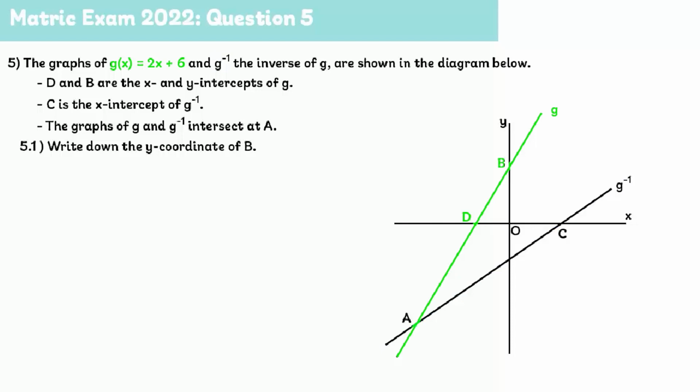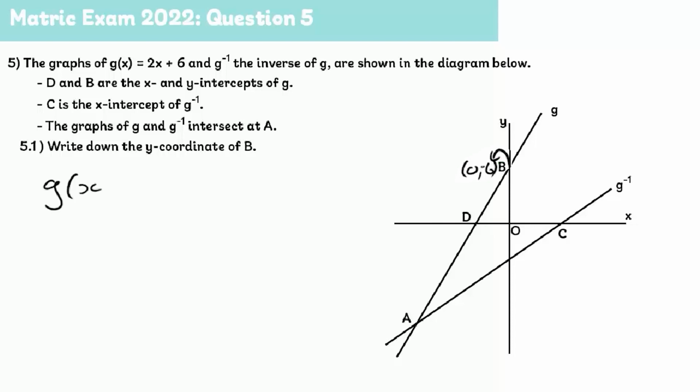D and B are the x and y intercepts of g. C is the x-intercept of the inverse of g. The graphs of g and the inverse of g intersect at A. Write down the y-coordinate of B. I could simply tell you that the answer is (0; 6), but before I do that, let's explain how I get there.